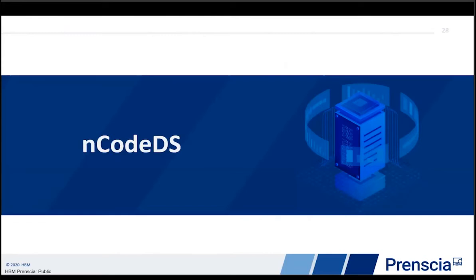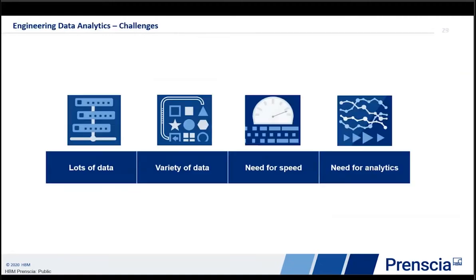So let's turn our attention now to the third topic for today, which is nCodeDS and how that applies to faster signal processing. So the challenges that we see, again, lots of data, variety of data, need for speed, need to analyze more and more data more and more quickly, and also need then to provide analytics tools that are not just, here's some Python, go and code something.